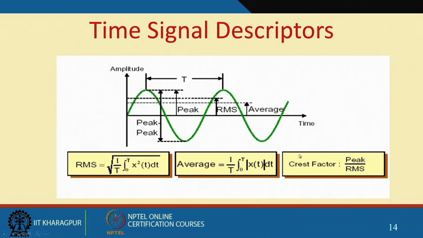And the crest factor of a signal is given by the peak value of the signal divided by the RMS value. In fact, there are many features of the signal even in time domain which could be calculated.